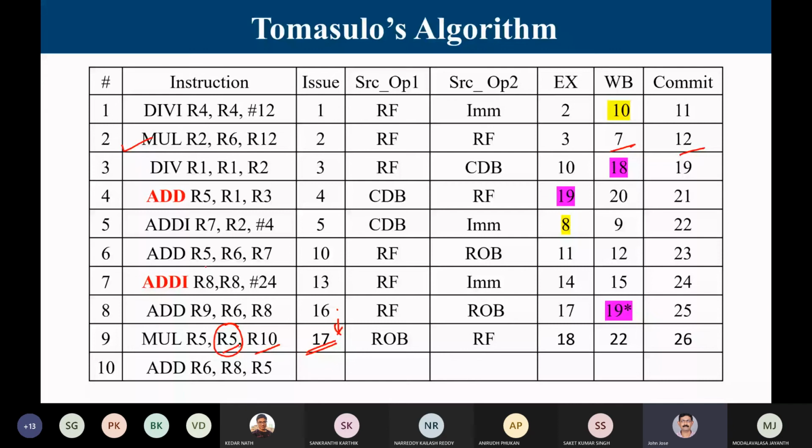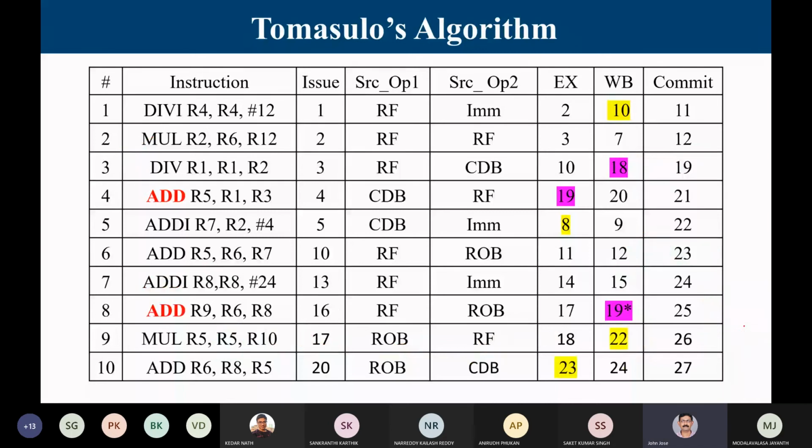Let's say after 23, if this value would have been 24, then it is back in the register file. So from 12 till 23, the value of R5 is available in the reorder buffer. And R10 is already available in the register file. So at 17 I will issue, and at 18 it will start execution. Multiplication takes 4 cycles: 18, 19, 20 and 21. At 22 I can write back, but commit must be in strictly increasing order, so only at 26 can I commit.